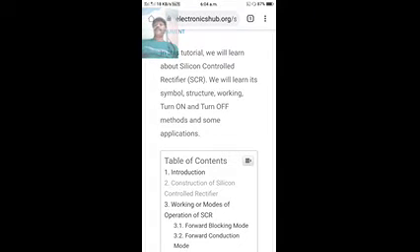Hello students, in this lecture we are going to study what is a silicon controlled rectifier, its construction, working modes of SCR, its VI (volt-ampere) characteristics, turn on, turn off methods and some applications of SCR, and also the two transistor model of working of SCR.